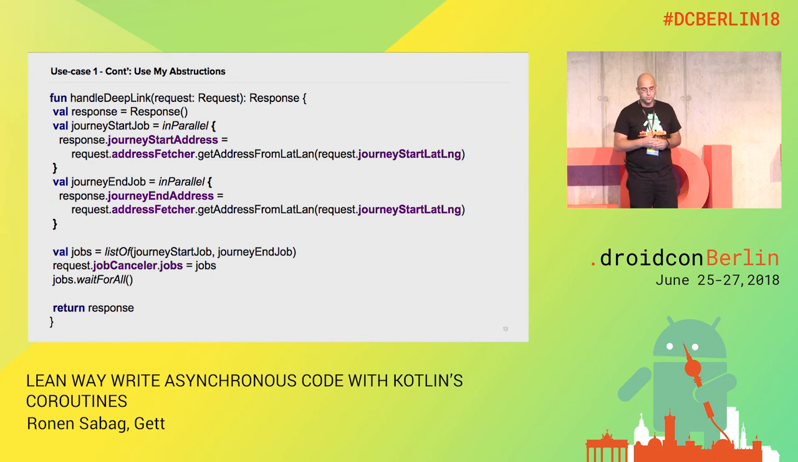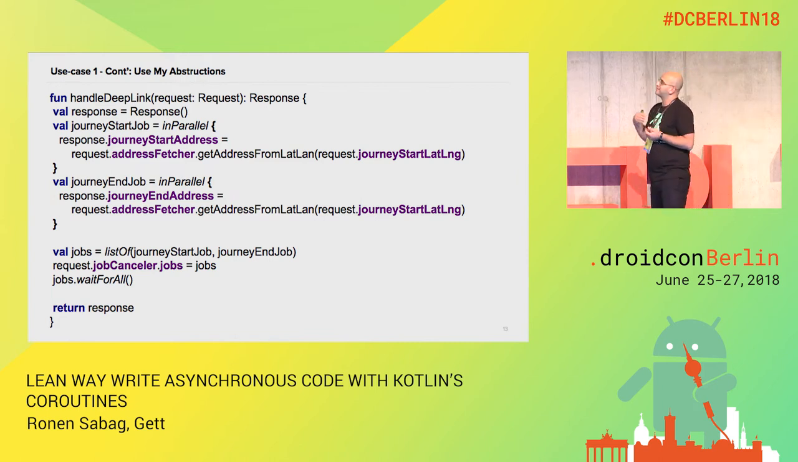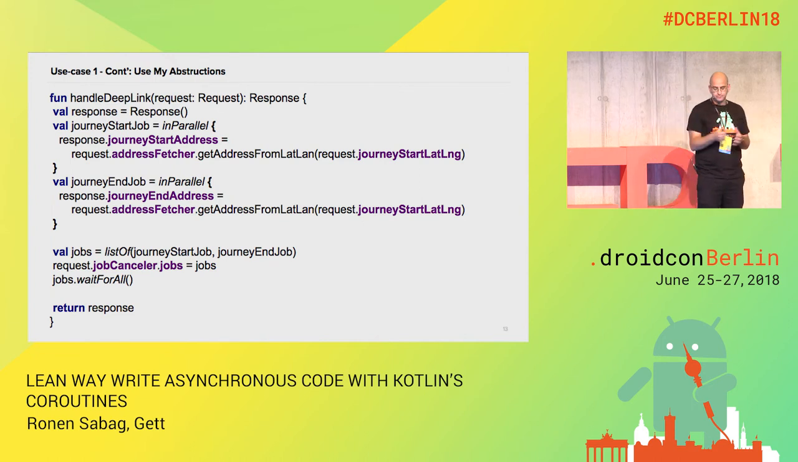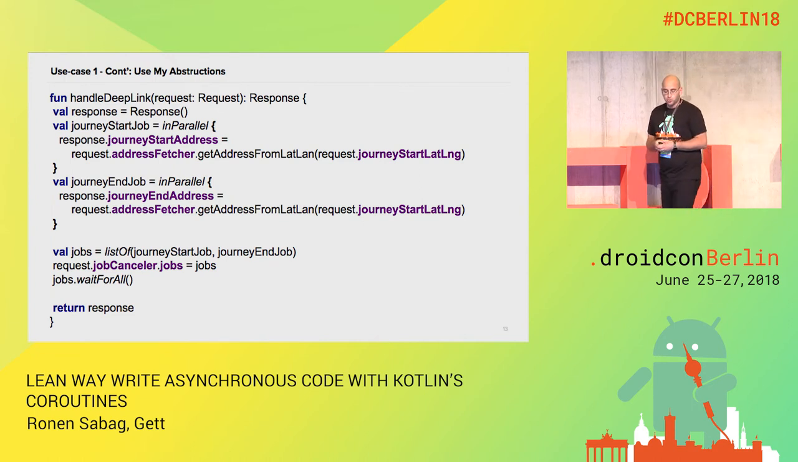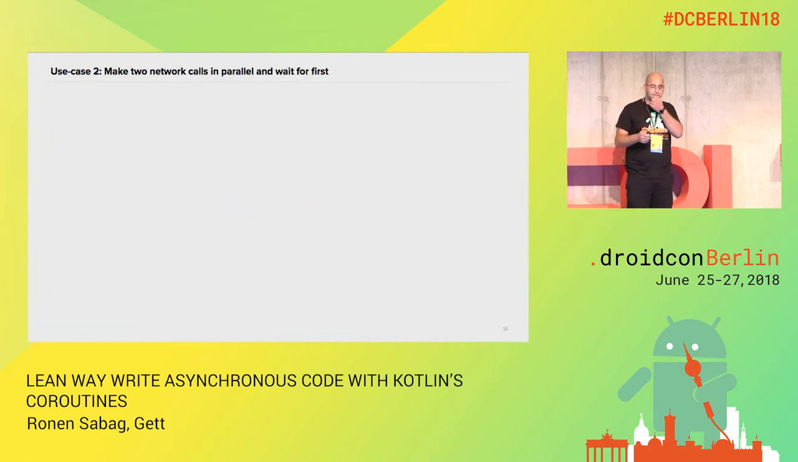All right, so with these abstractions, my code looks a bit nicer, at least for me. Now, I'm doing two things in parallel, and then I'm going to put all of them in the JobCanceller, so it will automatically be closed when the lifecycle is destroyed. And finally, I'm going to wait for all. All right, so it's really nice, but now I have a different problem.